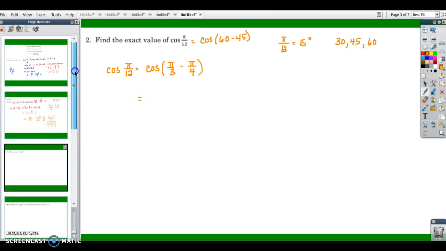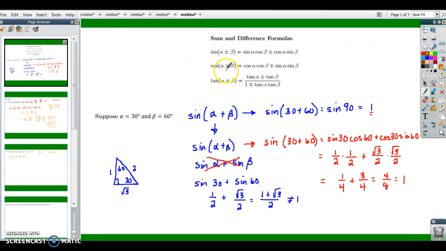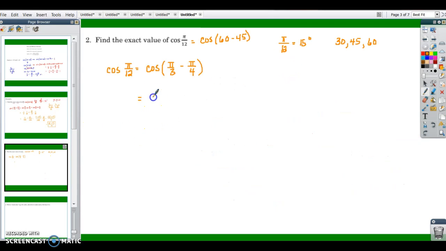If I go back to my formula, I'm doing the difference of the cosine. Okay, so I'm saying cosine of the first, cosine of the second, plus I have to go to the bottom sign here because I'm using the bottom sign there. So cosine of the first, cosine of the second, plus sine of the first, sine of the second.